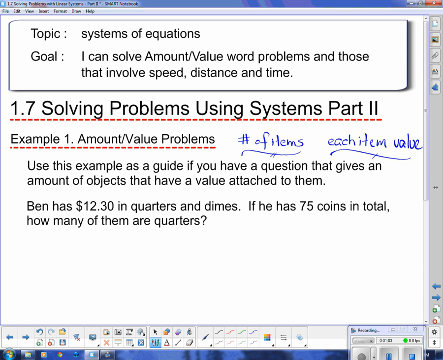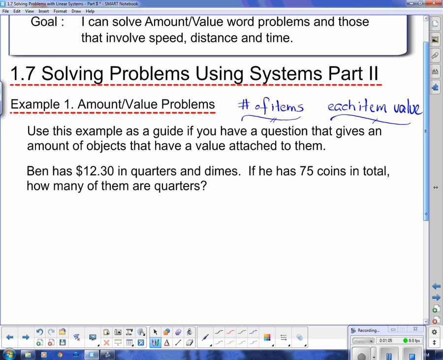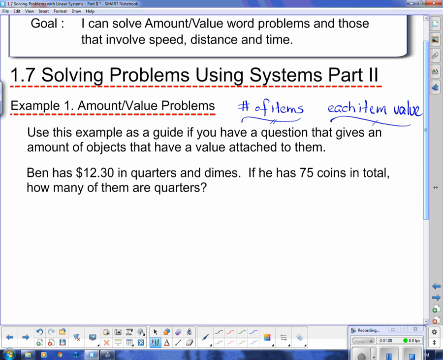And when I set stuff up in a chart, I don't necessarily need let statements because the chart gives us the let statements. So use this example as a guide if you have a question that gives an amount of objects that have a value attached to them. In this case, we're going to do the most simple objects that have a value attached to them, and that is coins. Ben has $12.30 in quarters and dimes. If he has 75 coins total, how many of them are quarters?